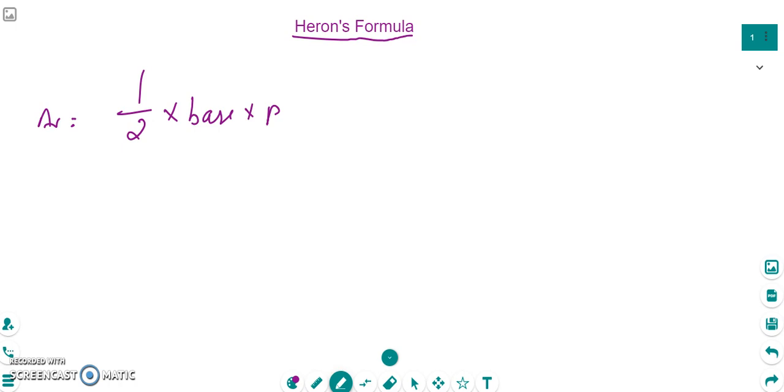So let's suppose I have a triangle. Just name it A, B and C, and we have the sides as a, b and c. I am just using the symbols a, b and c to denote the lengths of the sides, that is AB, BC and AC. So first, what exactly we are going to use in Heron's formula is the semi-perimeter.